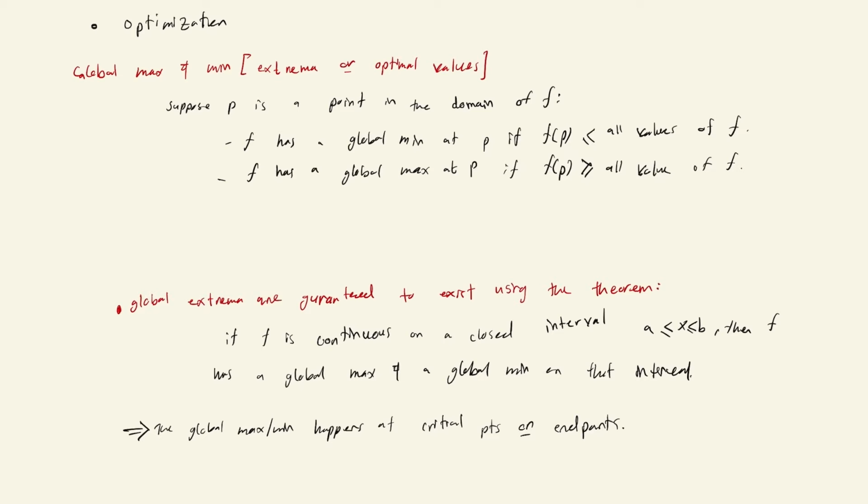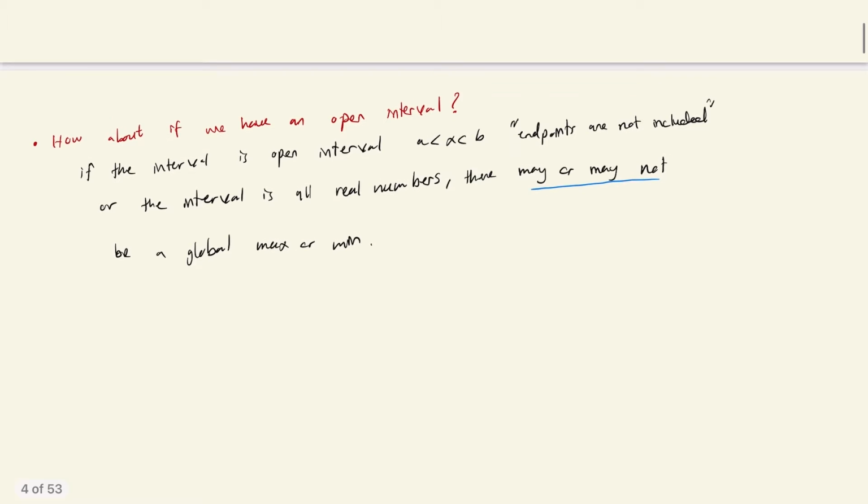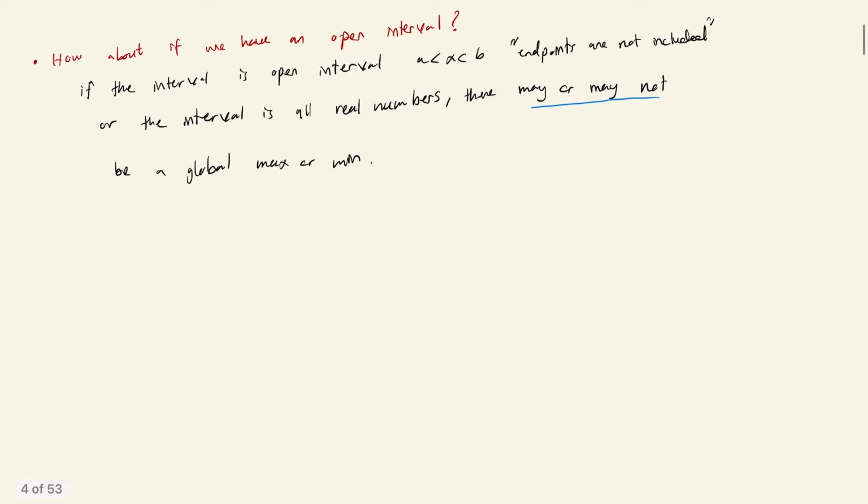Global extrema are guaranteed to exist using this theorem: if f is continuous on a closed interval between a and b, then f has a global max and a global min on that interval. So notice that a global maximum or minimum happens at a critical point or an endpoint. Then how about if we have an open interval? If we have an open interval, x between a and b, so the endpoints are not included, or the interval is all real numbers, there might or might not be a global maximum or minimum.